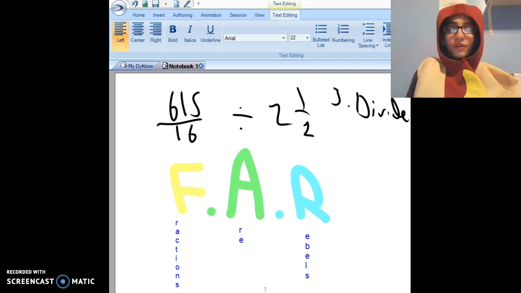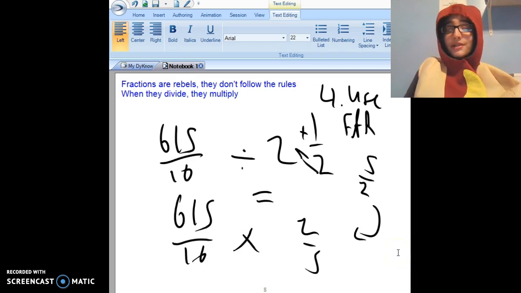Fractions are rebels. Fractions are rebels, you see. They're going to follow the rules. When they divide, they multiply. So step 4 is use FAR.